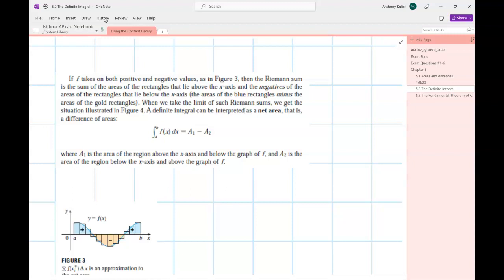So if our function f takes on both positive and negative values, that means that it goes above and below the x-axis, like we see down here in this drawing, then the Riemann sum is the sum of areas of rectangles that lie above the x-axis, positive, and the negatives of the areas of the rectangles that lie below the x-axis. So we're going to think about negative area for those rectangles that lie below the x-axis. Everybody's okay with that idea?